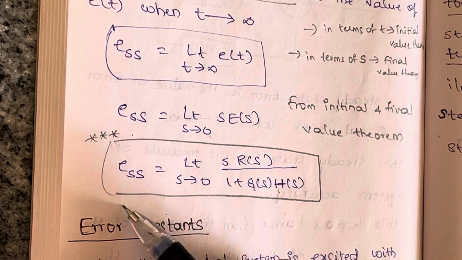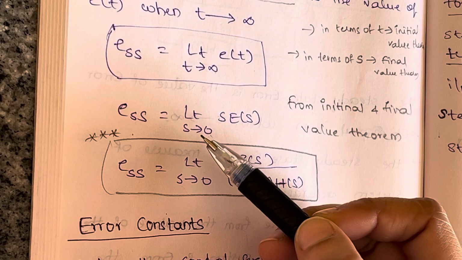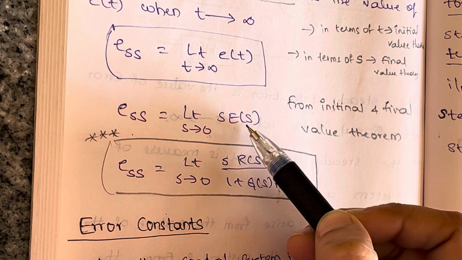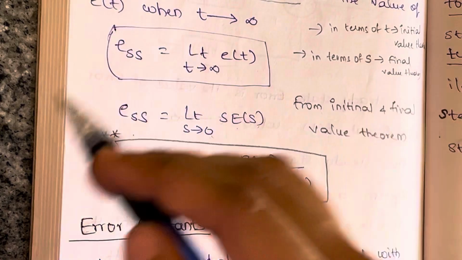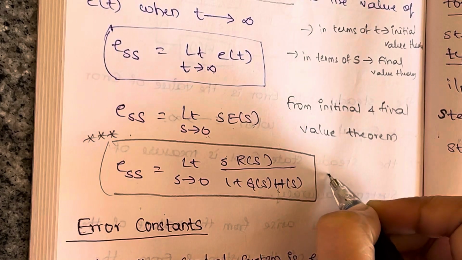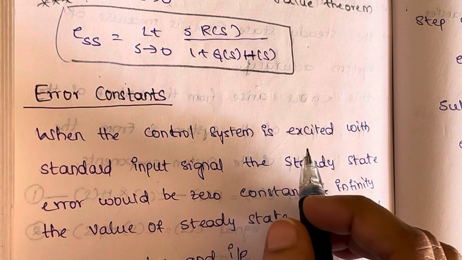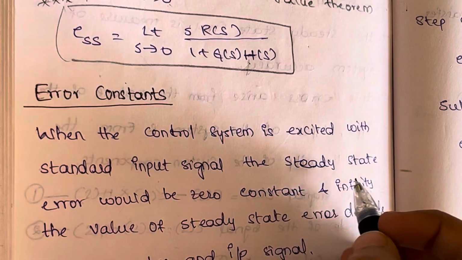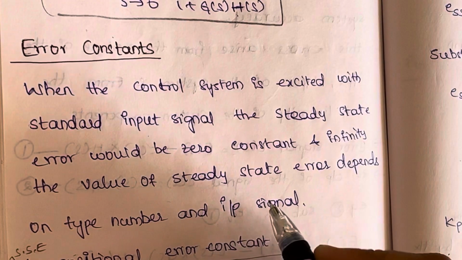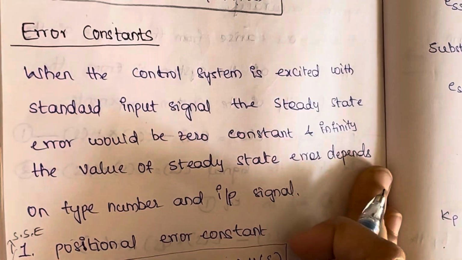Then, substituting in the final value theorem, that is limit s tends to 0 of s times E(s). We already have the equation for E(s), so I am just substituting it. So this is the steady state error, and we have error constants. When the control system is excited with a standard input signal, the steady state error would be 0, constant, or infinity. So the value of the steady state error depends on the type, the number, and the input signal.